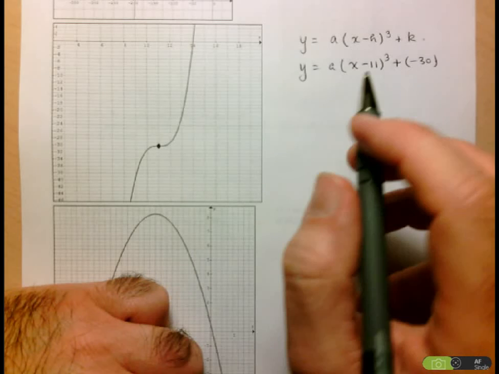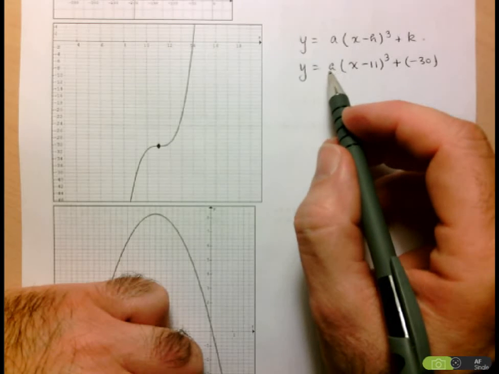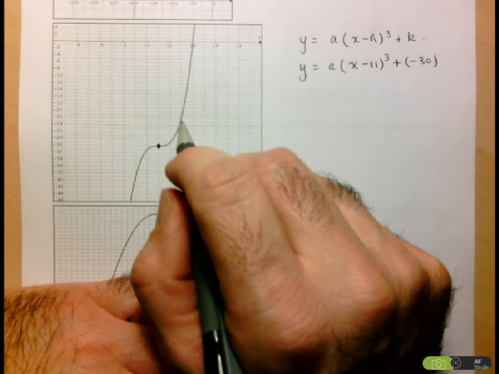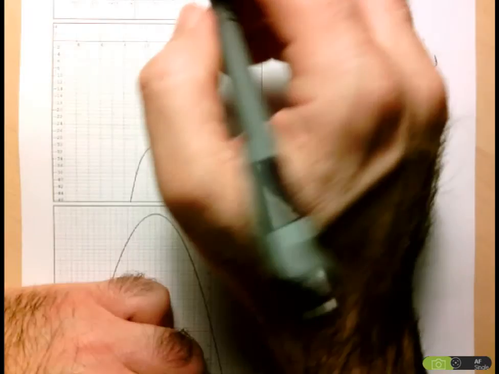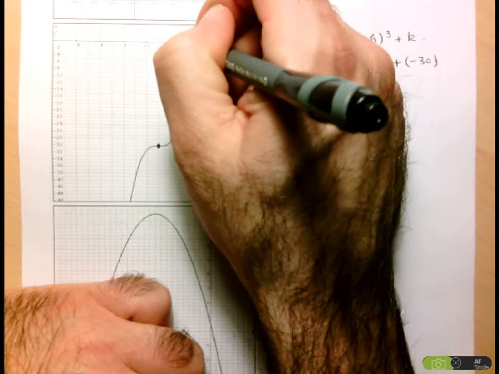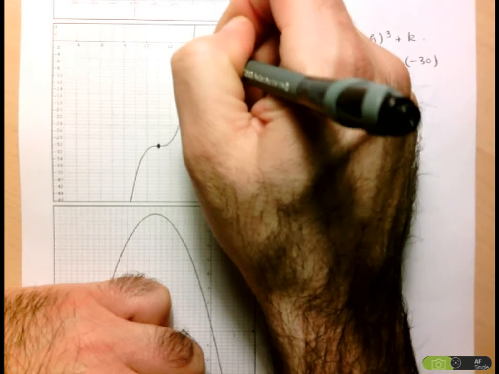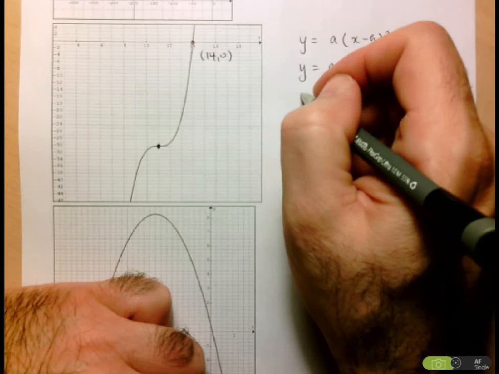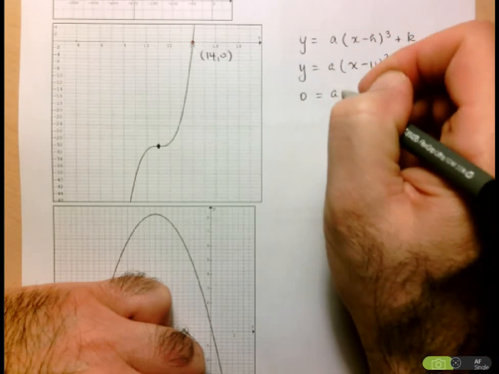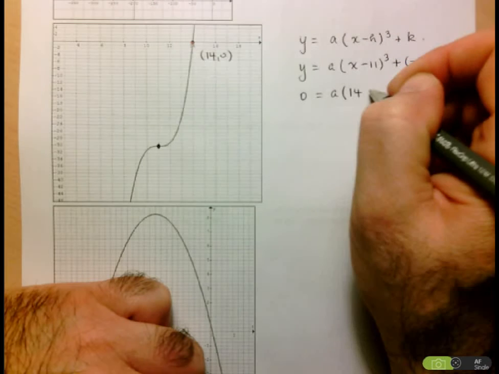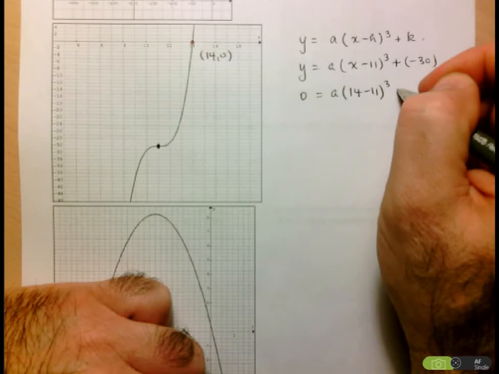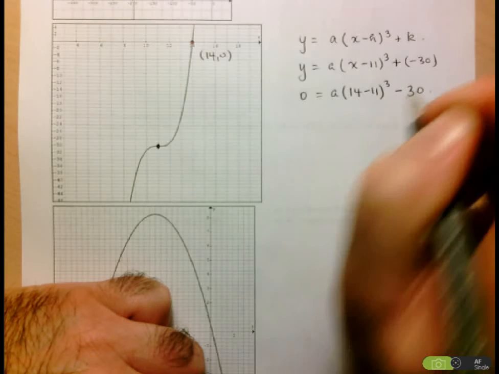Okay, so now in order to find a, we're going to choose a nice point on the graph to input x and y. So here we look, and right away I see that this is a very nice point. Okay, so I'm going to use the point 14, 0. So I'm going to input y equals 0. Here a(14 minus 11) cubed, and then here of course plus negative 30 becomes just minus 30.